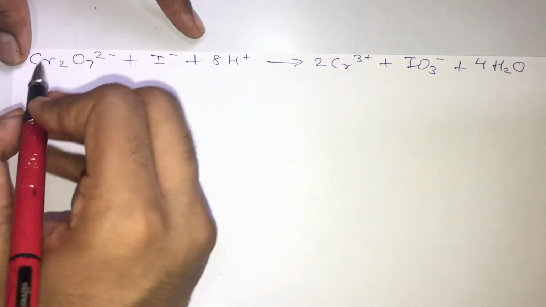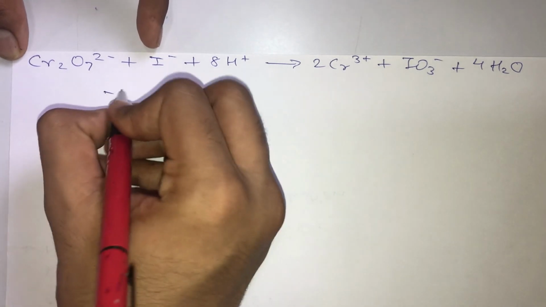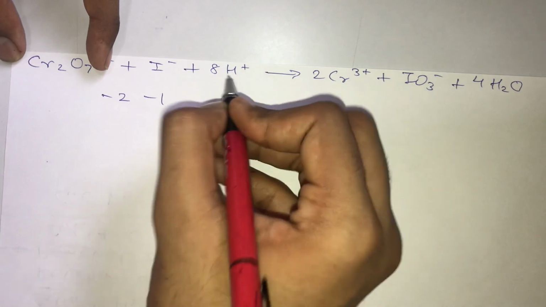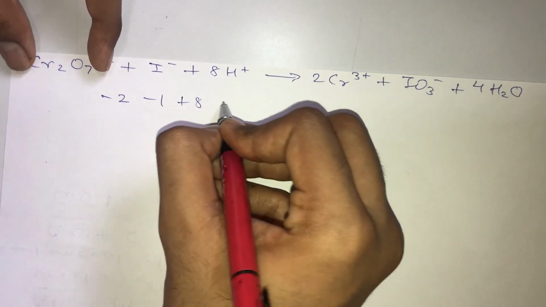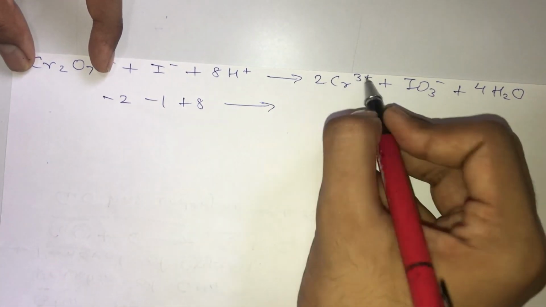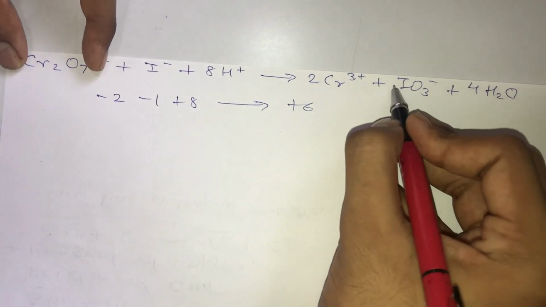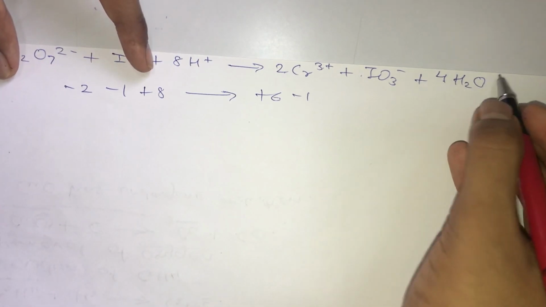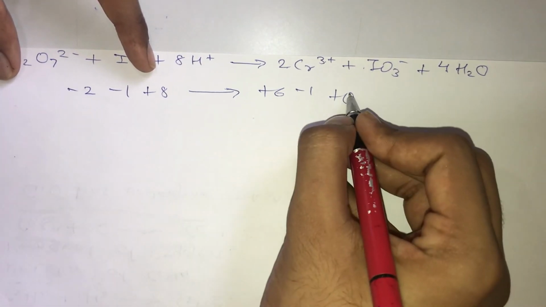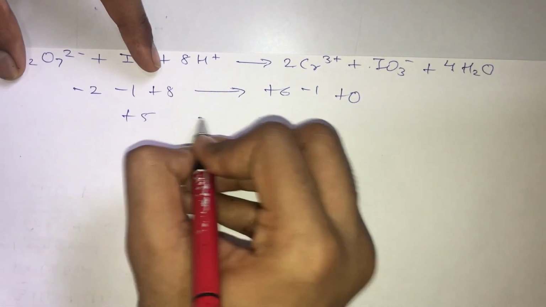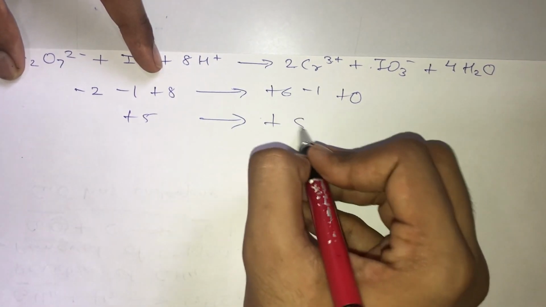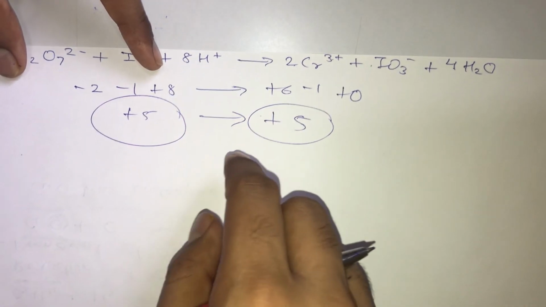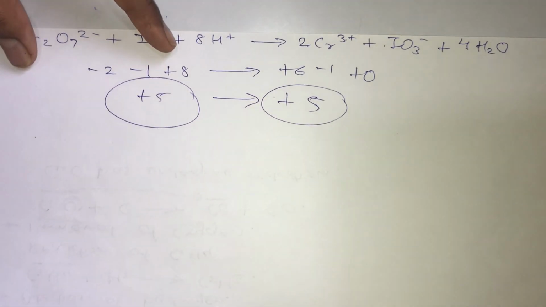So the charge on the left hand side is 1 into minus 2, so minus 2, plus 1 into minus 1, minus 1, plus 8 into plus 1 will give you 8. And on the right hand side it is nothing but 2 into plus 3, which is plus 6, 1 into minus 1, which is minus 1, and here it is 4 into 0, so plus 0. So the charge on the left hand side becomes plus 5 and the charge on the right hand side becomes plus 5. So since the charge on the left hand side is equal to the charge on the right hand side, therefore our equation is balanced.